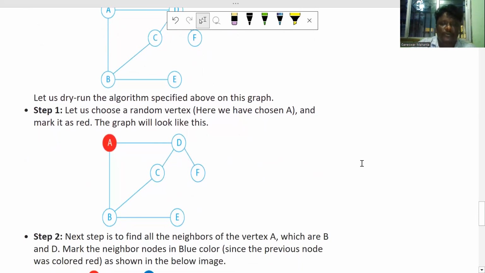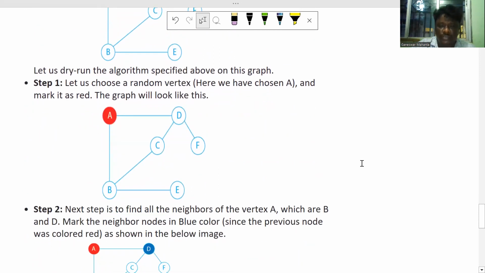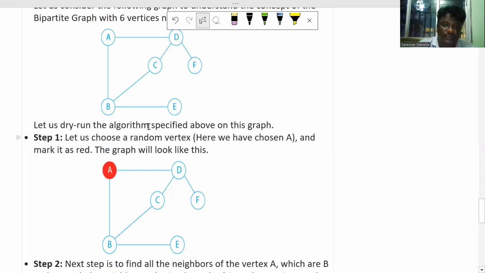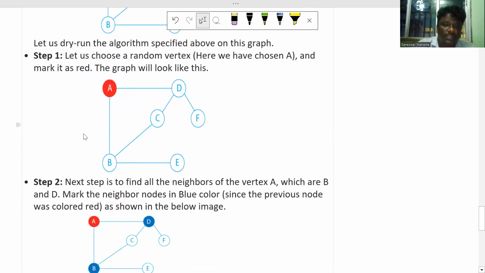Let us choose a vertex. Here we have chosen A as the starting vertex and marked it red. The graph will look like this. So this is the graph, and we choose A as the starting point. The starting vertex is colored red.